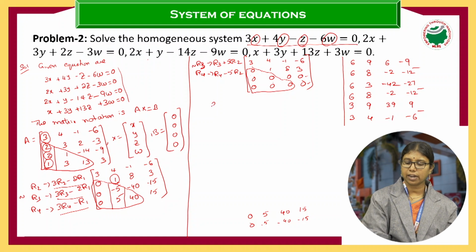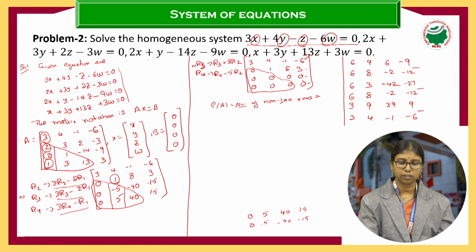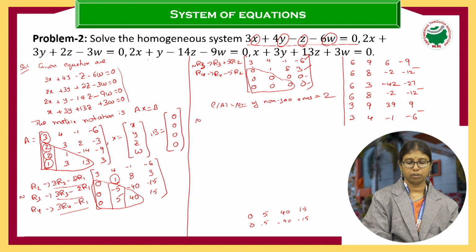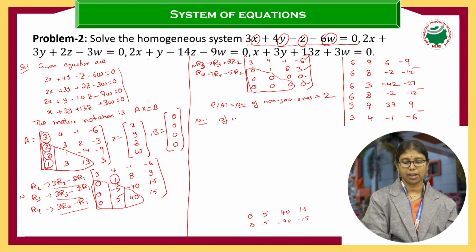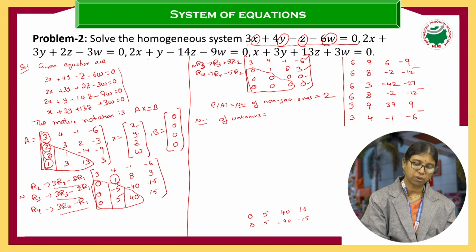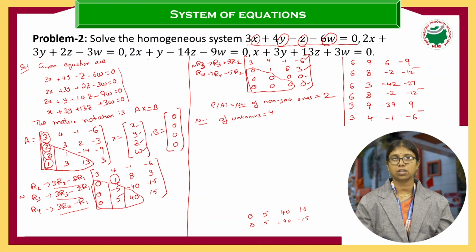So now what is our rank? Rank is equal to the number of non-zero rows in the echelon form. So how many non-zero rows I have here? 1, 2. So your rank equal to 2. Next, in the third step, you have to compare this rank value with the number of unknowns. How many unknowns I have in this question? X, Y, Z, W. Totally I have 4 unknowns. So number of unknowns are 4.